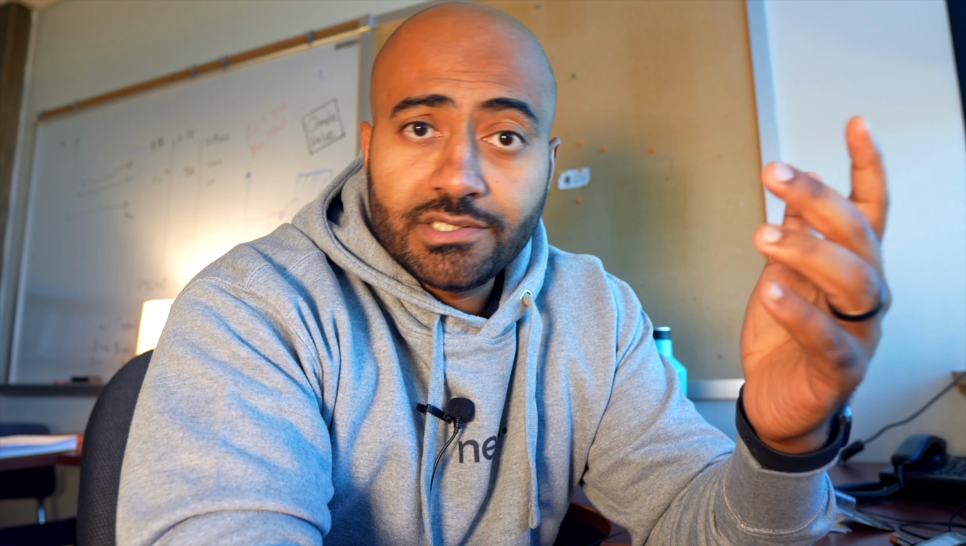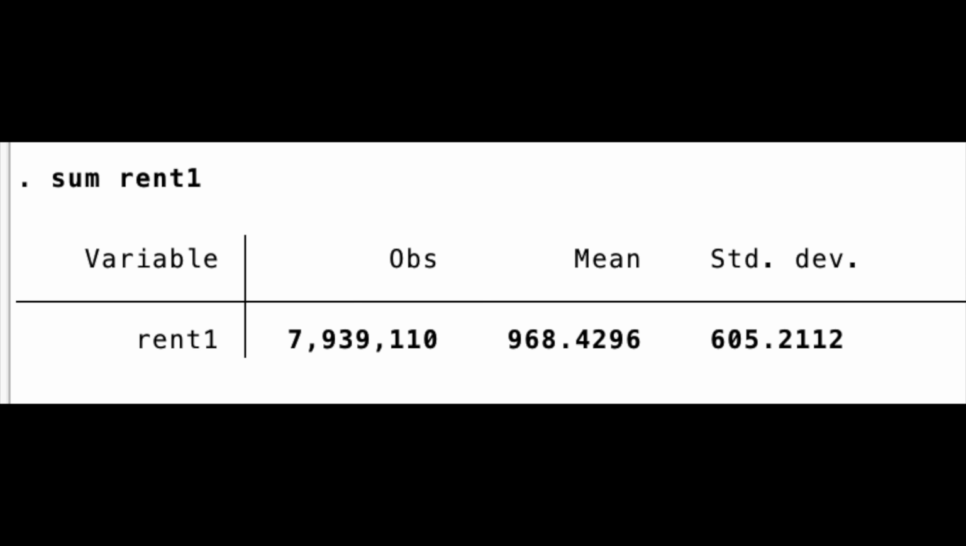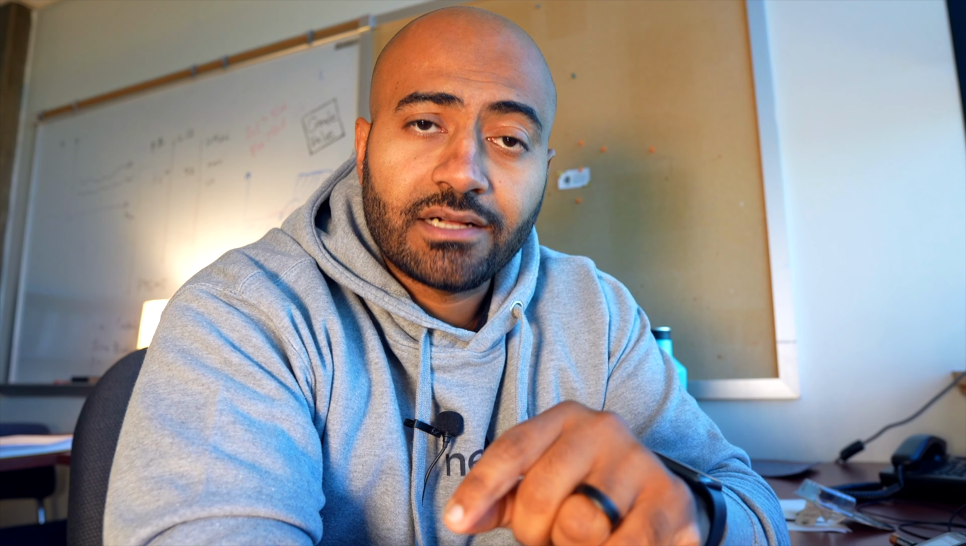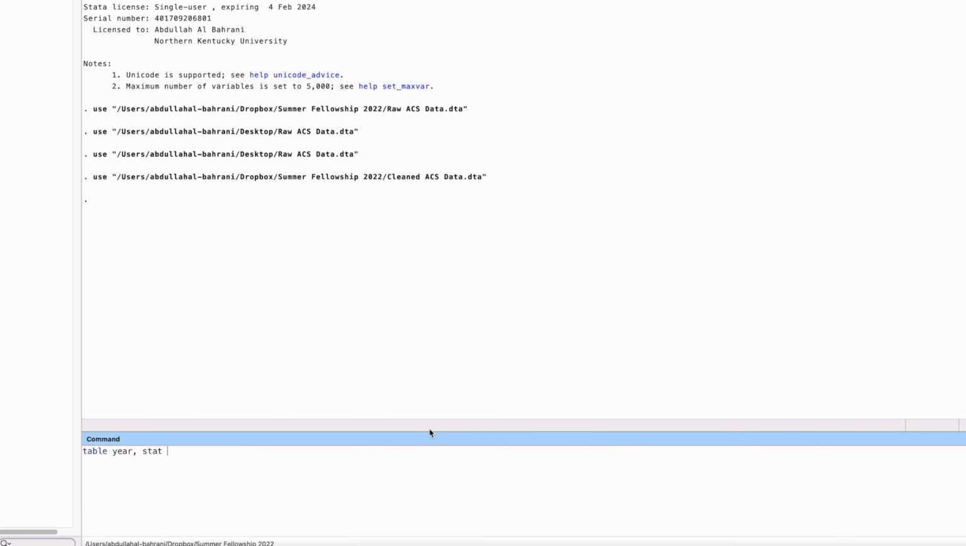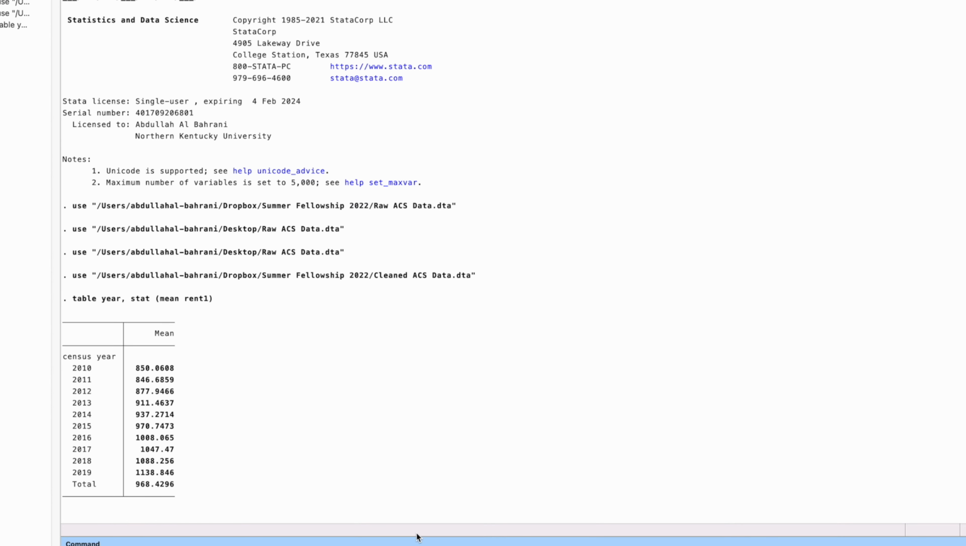The next step is we need to calculate the average rent in the area. And out of our data set of 32 million individuals, 8 million of them are renters. The average rent for the 8 million observations is $968. The next step is I'm going to go into Stata and I'm going to calculate the average rent by year. Now I'll want to be able to tell how has this number changed over time. And here's an example of what the data looks like.